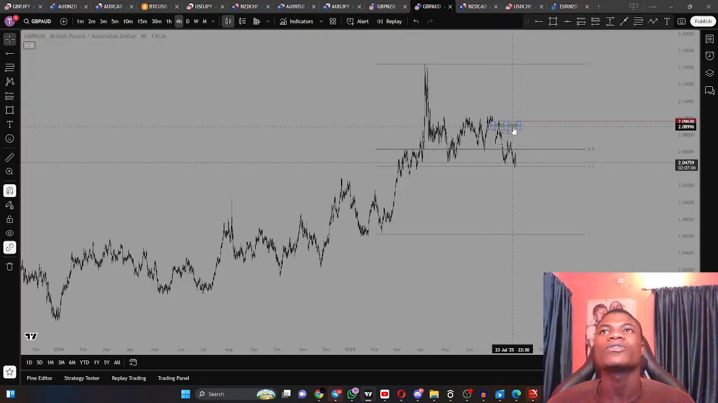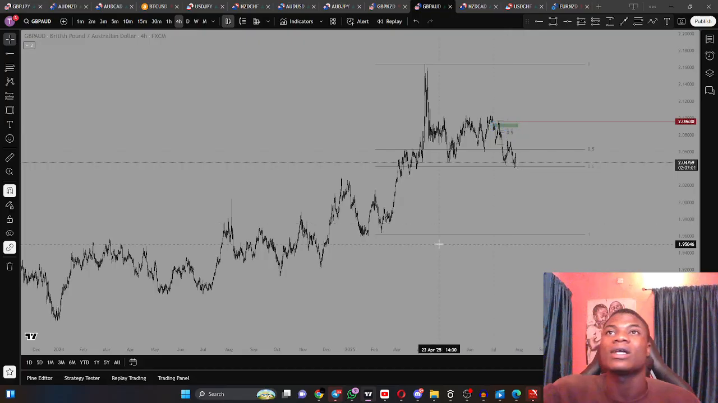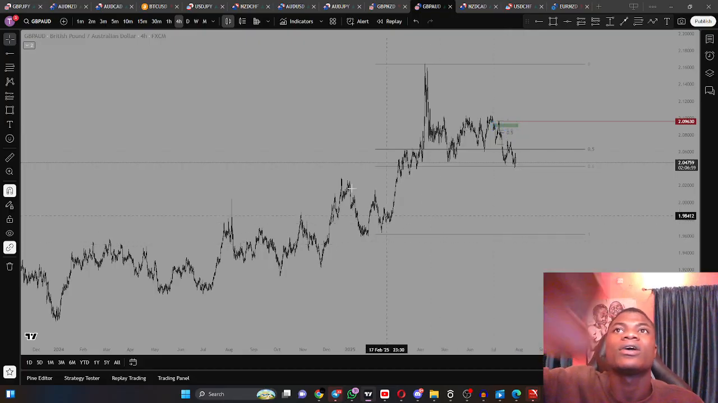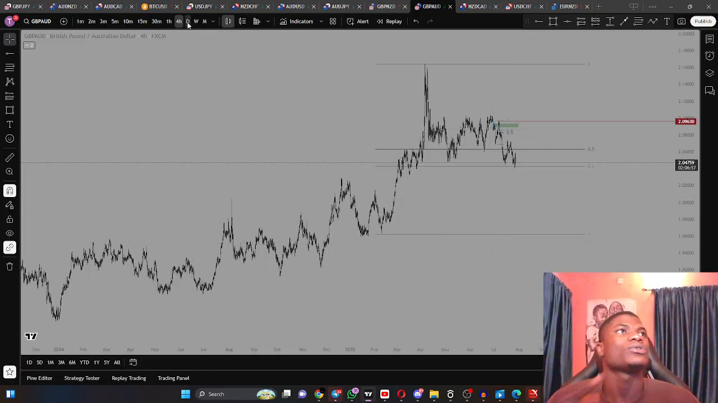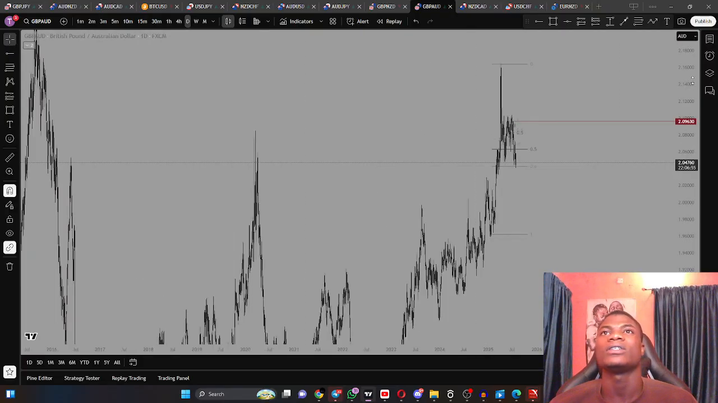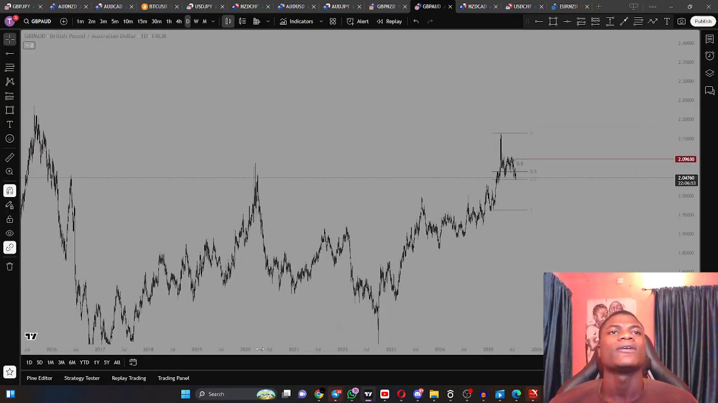To know if you're going to watch out for this premium zone sell, which is already correct with your Fibonacci, letting you know that yeah, you're going to look out for a sell here. So what do you have to do now? You have to go to a higher time frame, let me say the daily time frame, and zoom in.